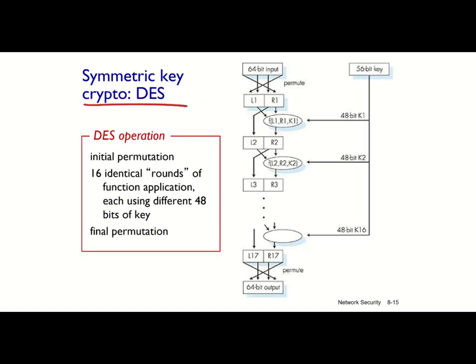Here is the general idea of DES. First, it shuffles the 64-bit input once at the beginning. It's a permutation. And then after the first permutation round, it does 16 identical rounds of applying a function like f on the input plus a 48-bit key out of the 56-bit key that we have.